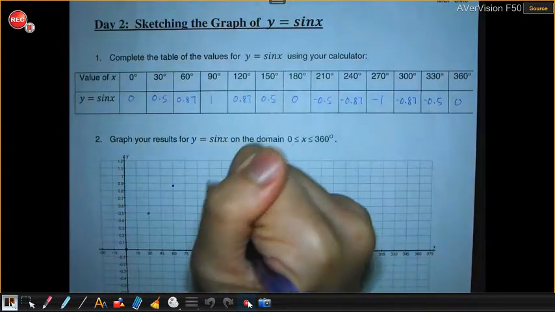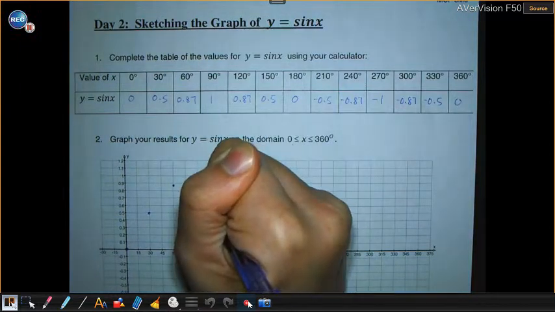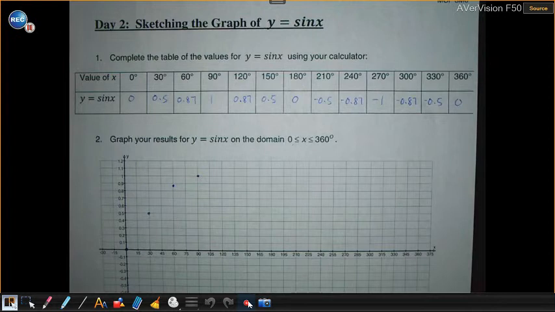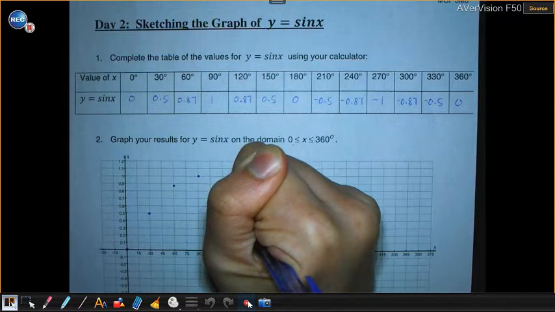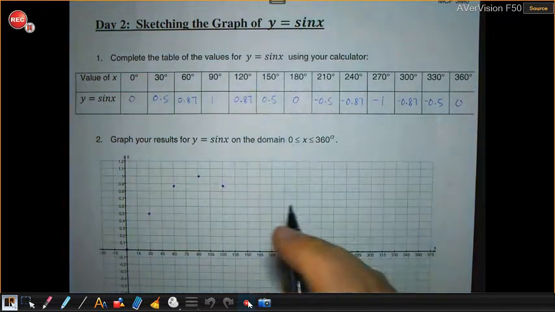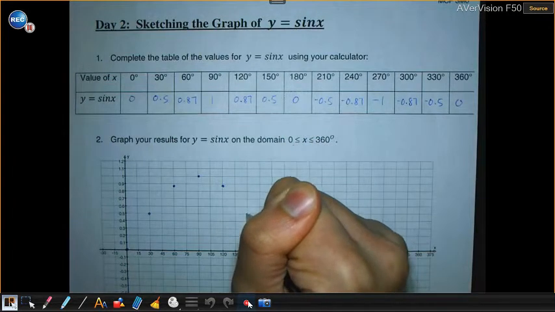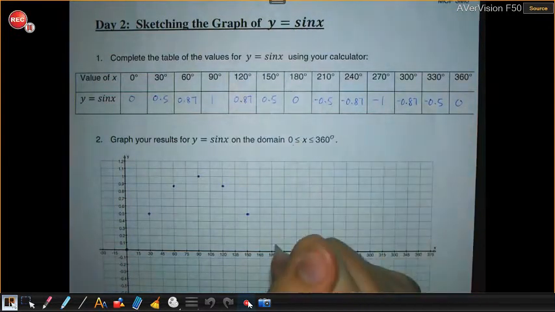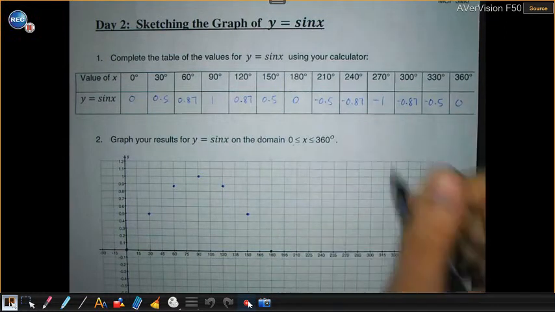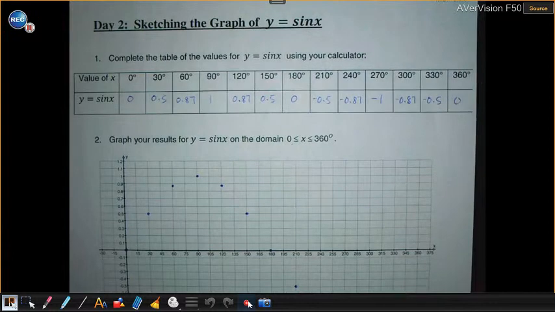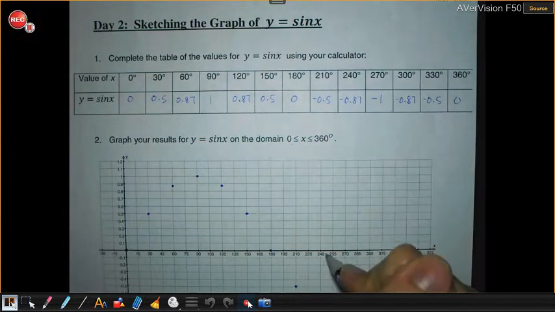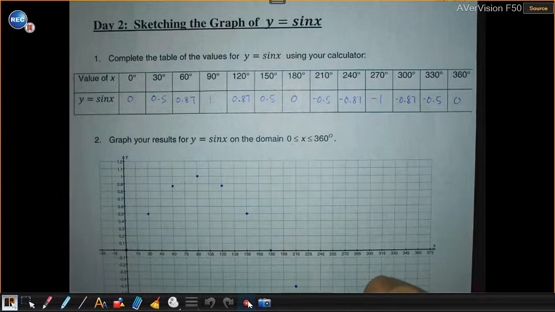Then 90, 1. Then 120, 0.87. 150, 0.5. 180, 0. 210, negative 0.5. 240, negative 0.87.